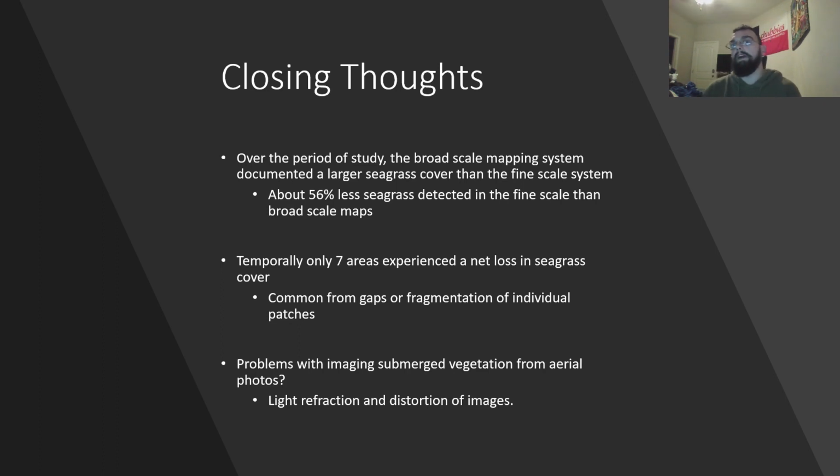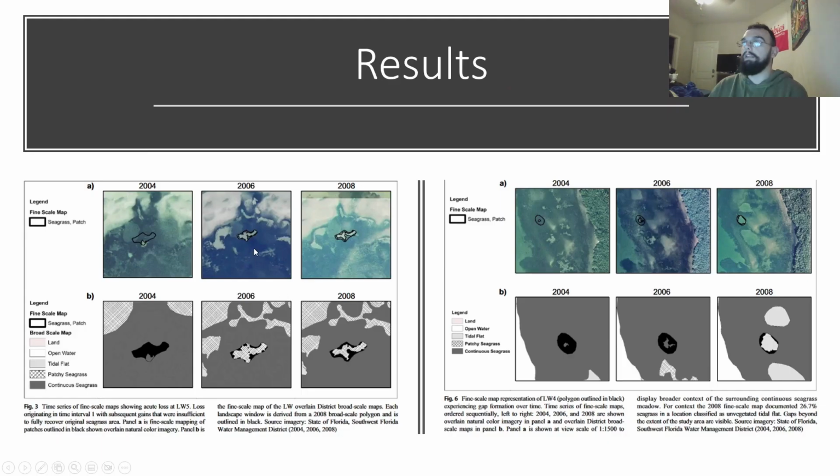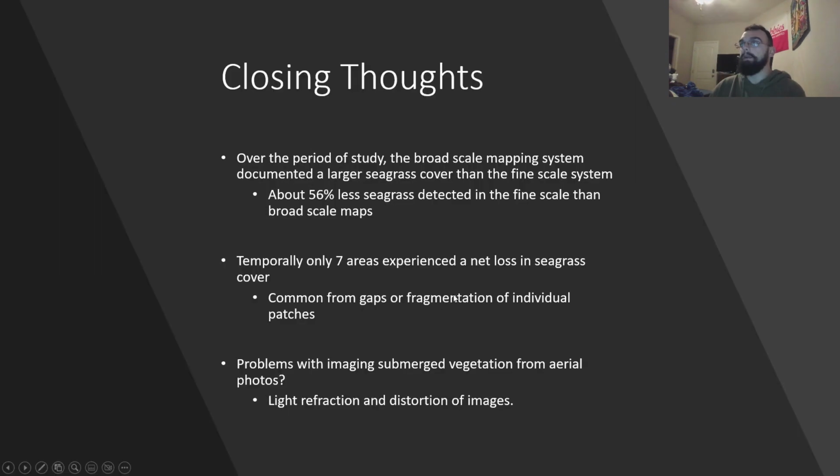And even in the fine scale maps, temporally, only 7 areas of the 30 study sites experienced a net loss in seagrass cover. And the common causes of this were creations of gaps or fragmentation of individual patches that we can see here, with these gaps forming here, and the seagrass overall began to deteriorate, and more gaps began to appear.